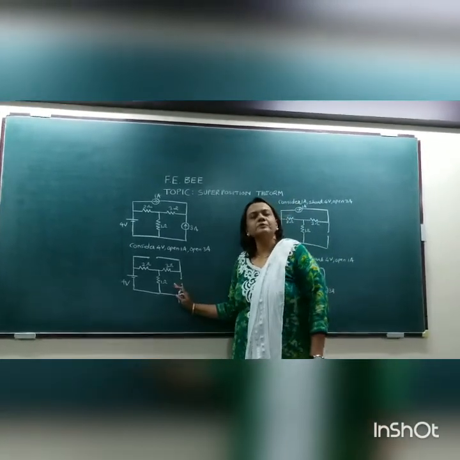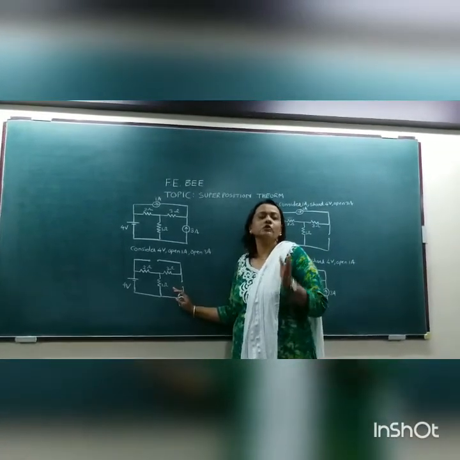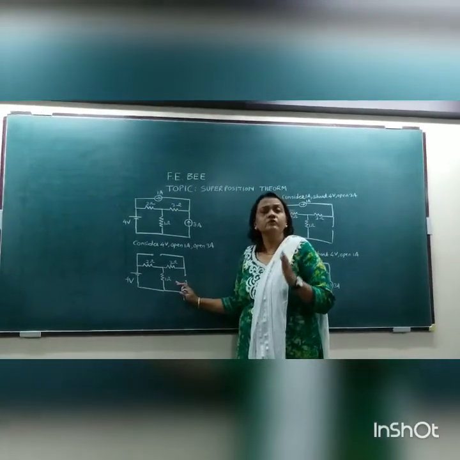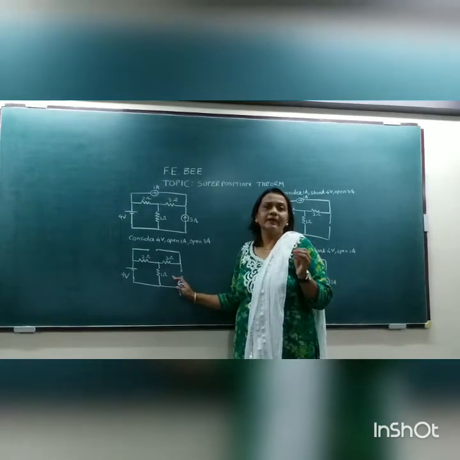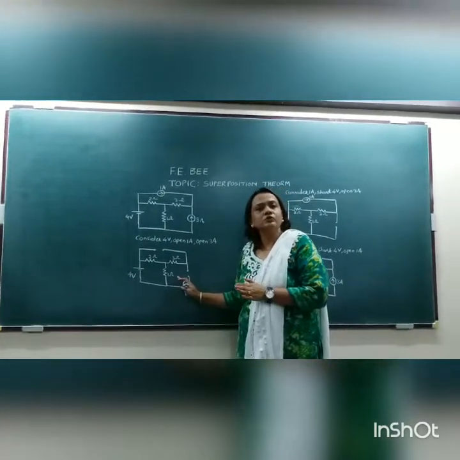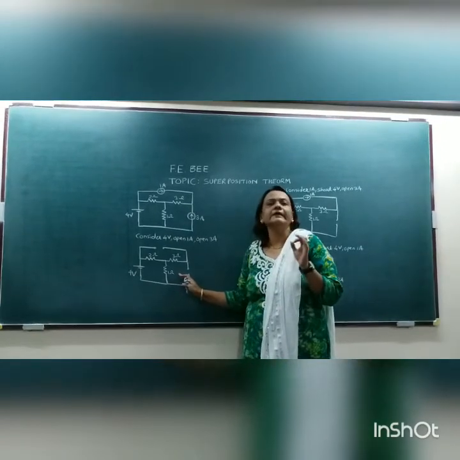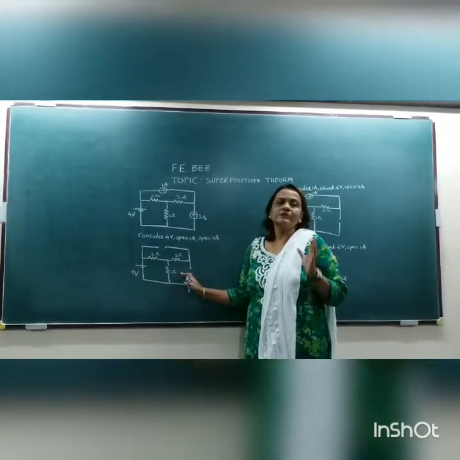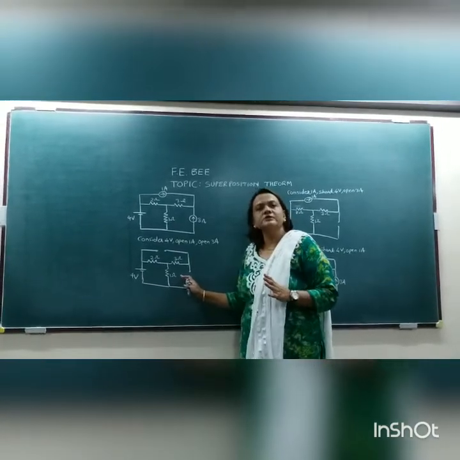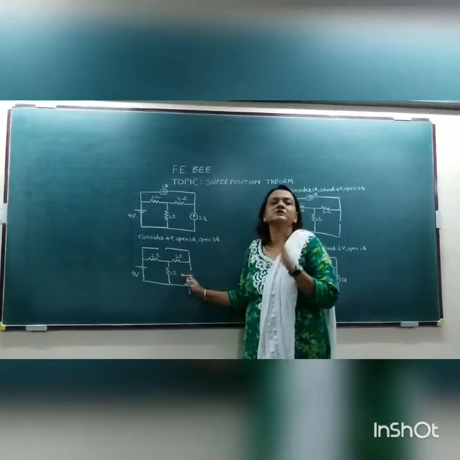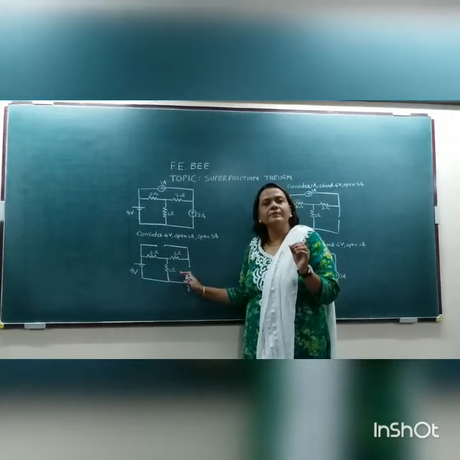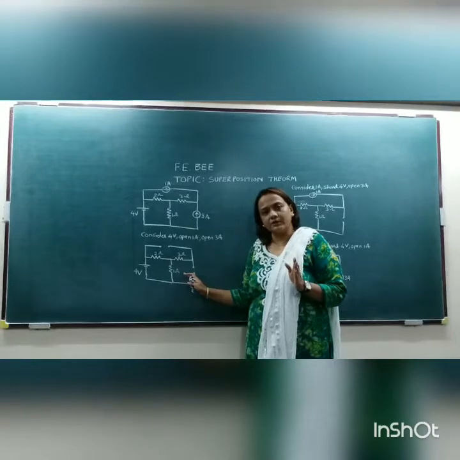Now, according to superposition theorem, current which flows through any element is the vector addition of currents which would flow through that element if one source is considered at a time and all the other sources are replaced by their internal resistances. Now, what is internal resistance of ideal voltage source? Internal resistance of ideal voltage source is zero. So if internal resistance is not given, we have to replace voltage source by short circuit.